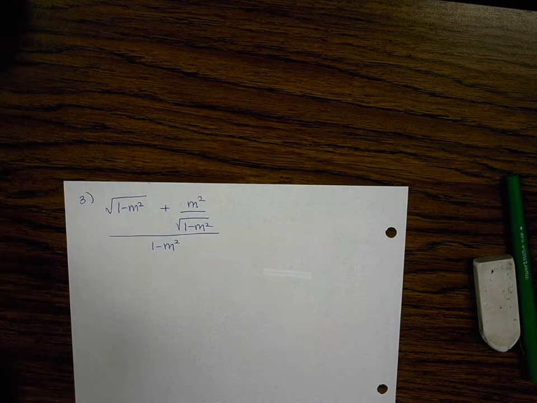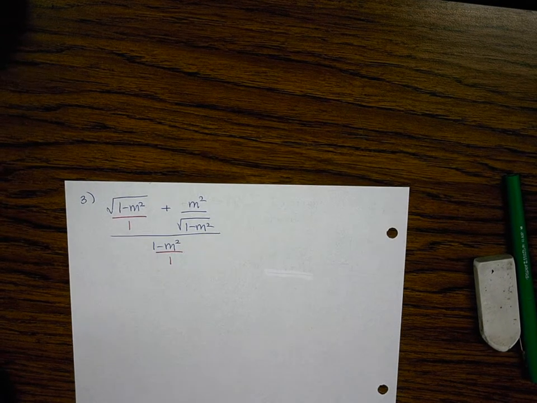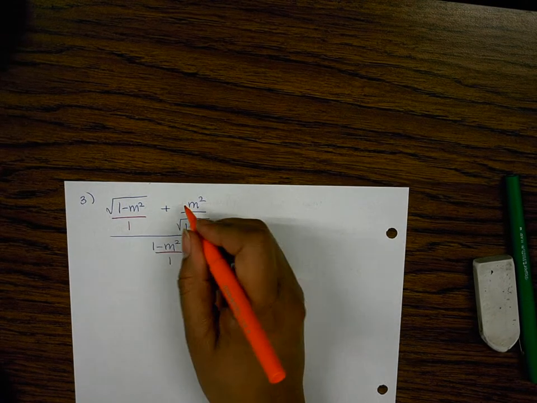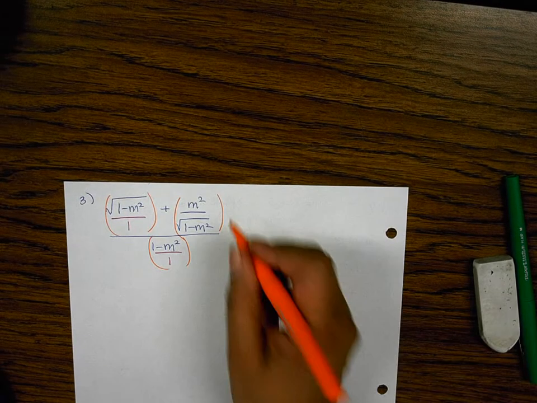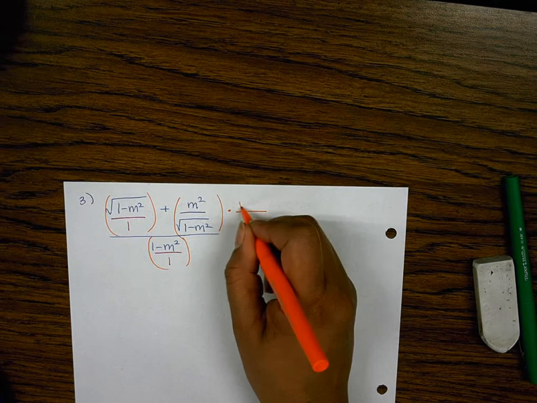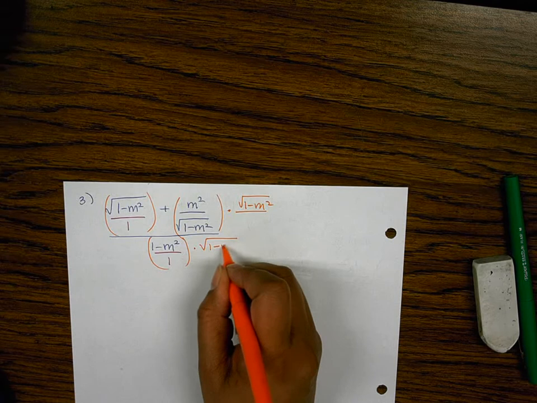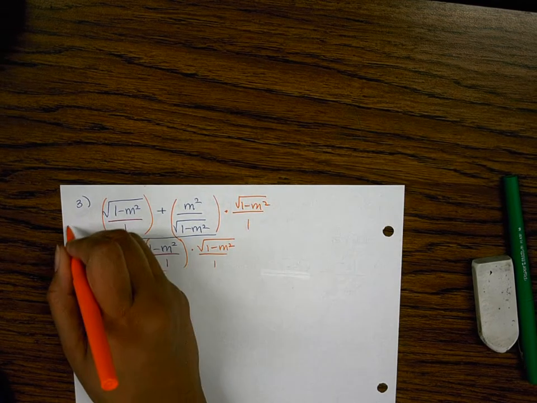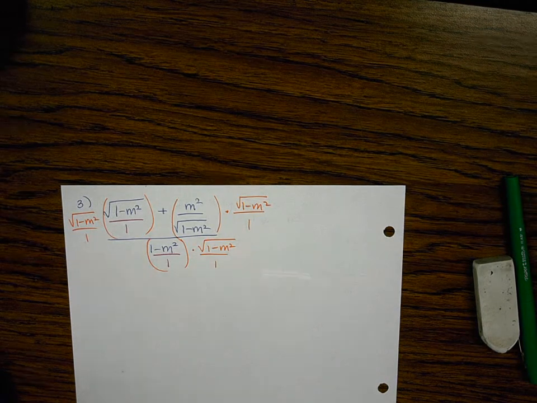All right, now we're dealing with a complex fraction again. So this is the one where we multiply everything by the same thing and clear. First thing I'm going to do is make these fractions. Since it's a complex fraction, I multiply everything by the same thing, by the common denominator, to clear. The common denominator in this particular problem is square root of 1 minus m squared, square root of 1 minus m squared, and the square root of 1 minus m squared.